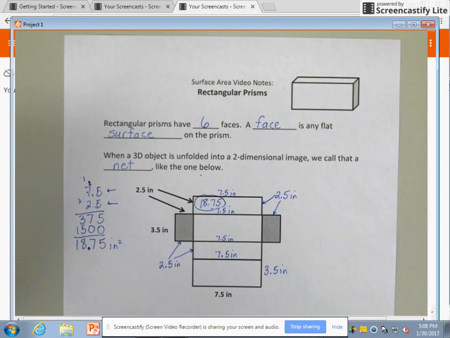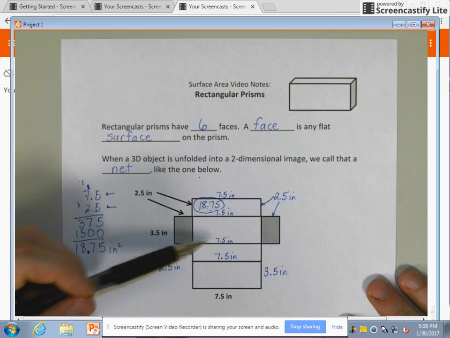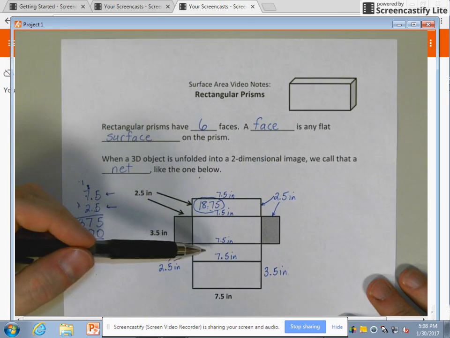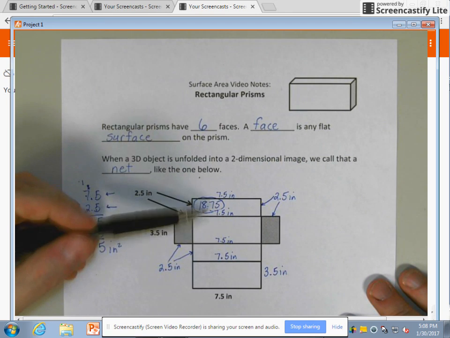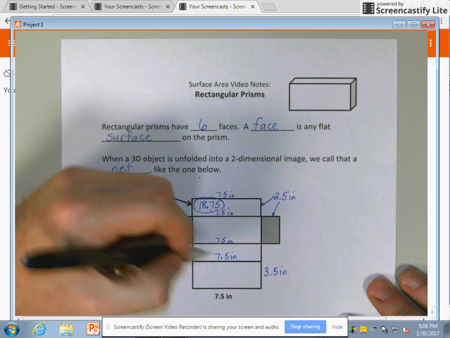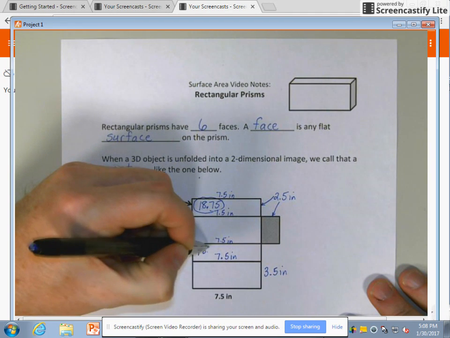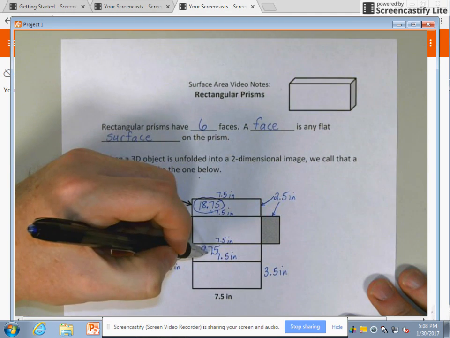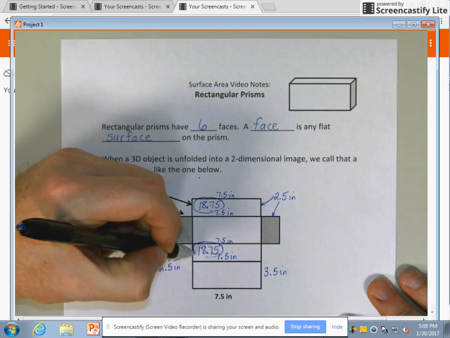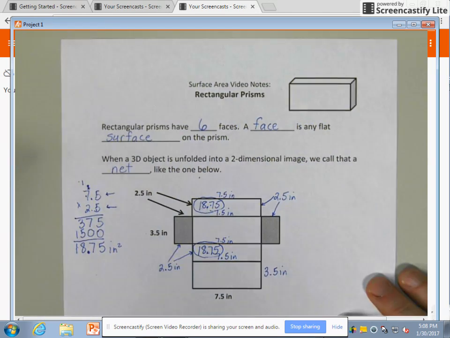And that means in our net, when we've unfolded it, you're going to have 2 faces that are congruent. So if this is 18.75, then this one here is also 18.75. These 2 being opposite sides, and they're going to be congruent. They're opposite sides of the prism. So we have 2 of them so far.